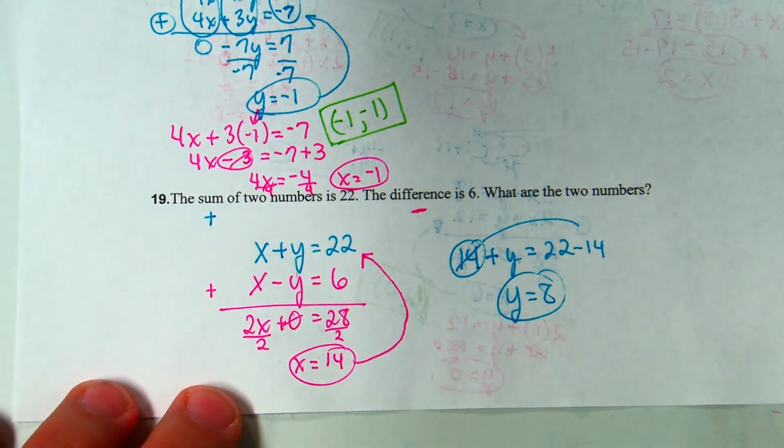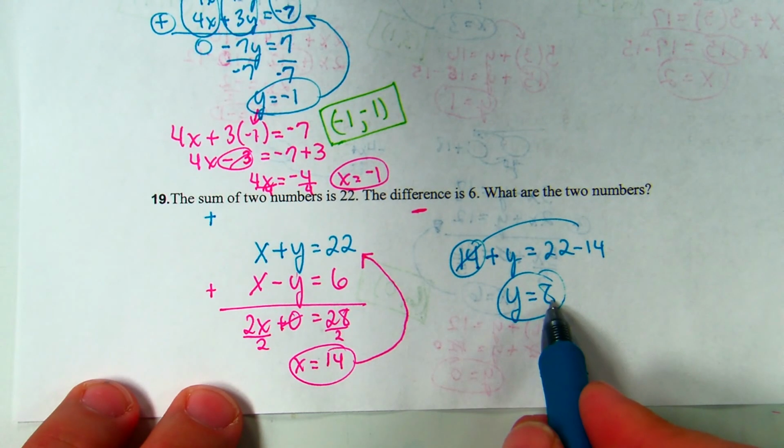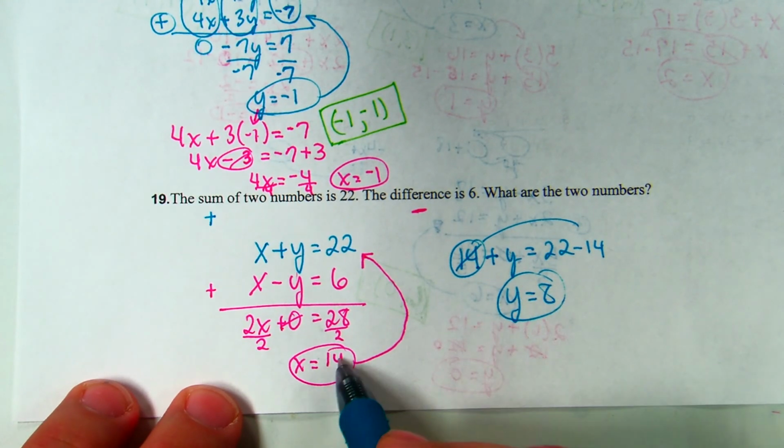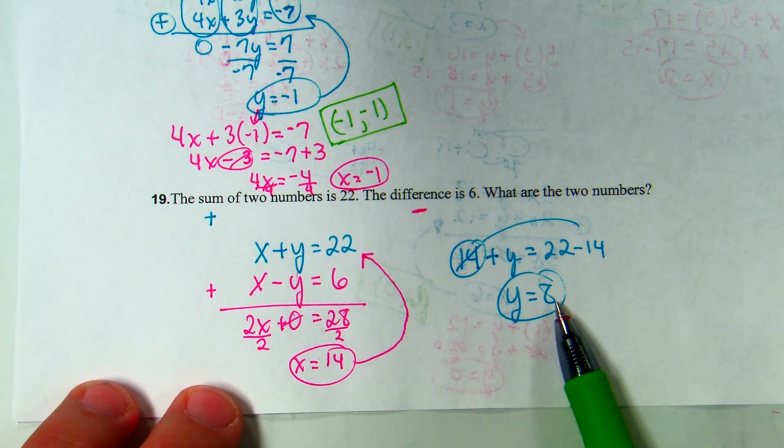So the two numbers are 14 and 8. If I add those two together, I get 22. If I subtract 8 from 14, I get 6. So the solution to this one is that the two numbers are 14 and 8.